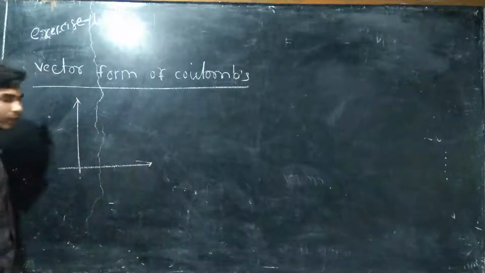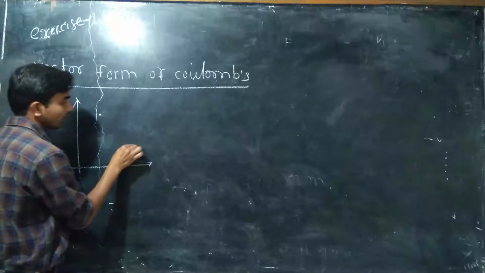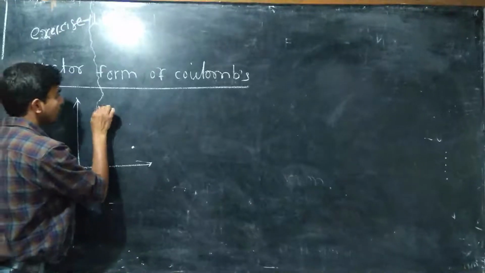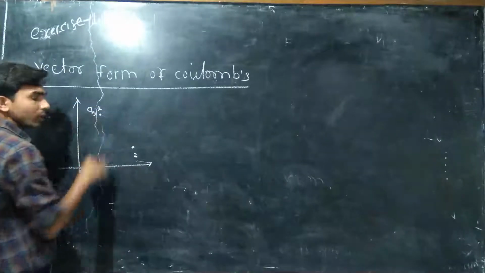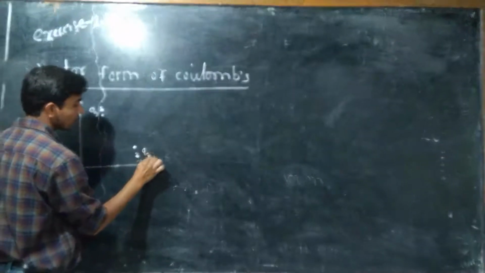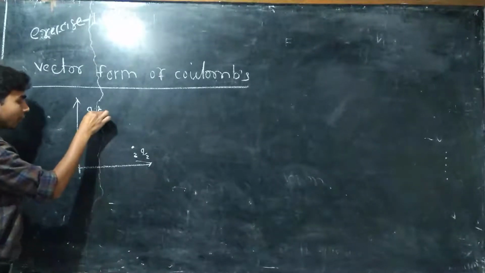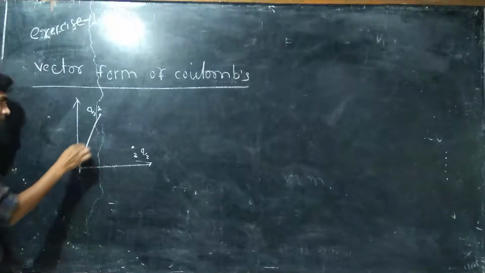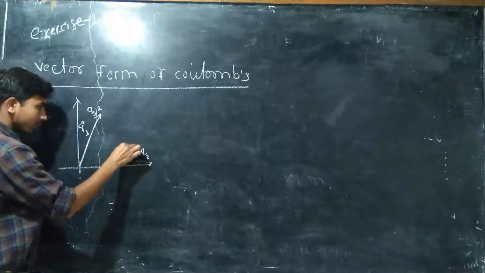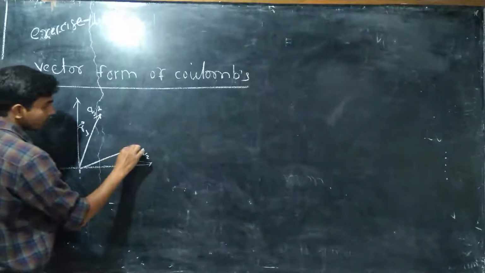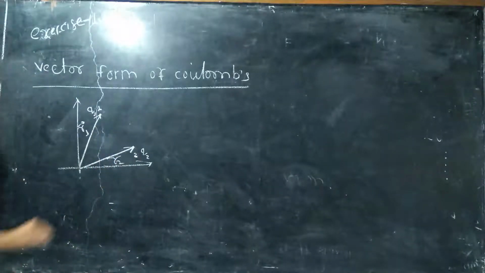Now see, suppose two charges are given, right? Two charges located at 2 points. This is point 1, right? This is point 2. At point 1, Q1 charge is present, right? And at point 2, Q2 is present, right? And position vector of point 1 is R1, right? And similarly, position vector of point 2 is R2, right?